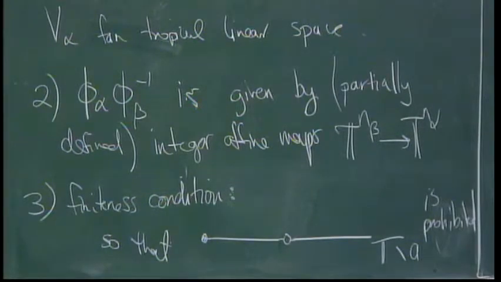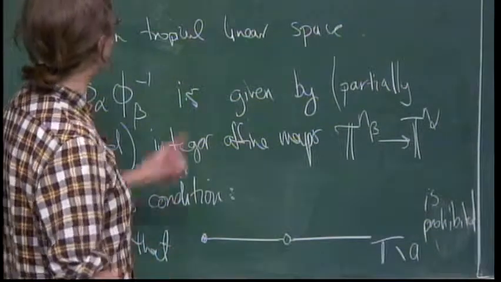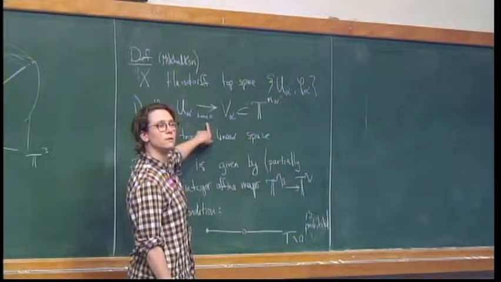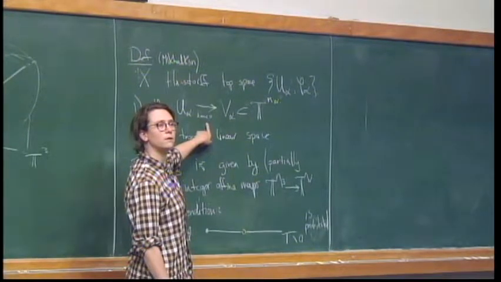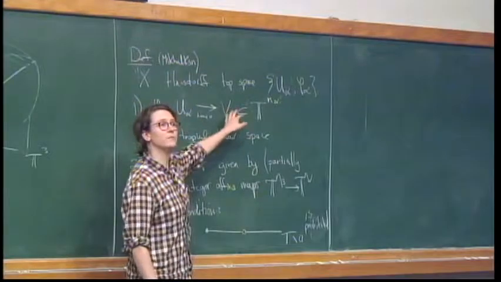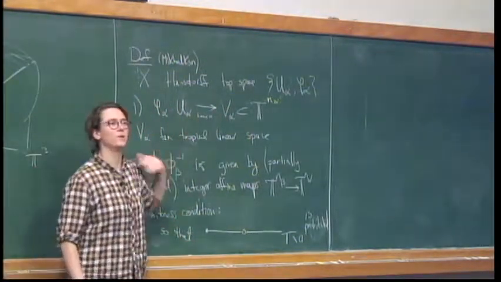Sorry, so for the first condition, for the alpha, you want the alpha to be an open embedding, right? Yes, an open embedding, and it's a homeomorphism onto its image. No, onto its image. I said it, but I didn't write it. I'm sorry, thank you. So yes, open embedding.